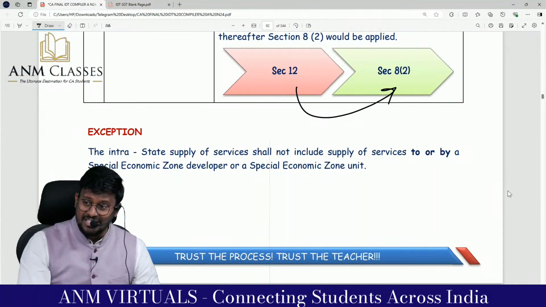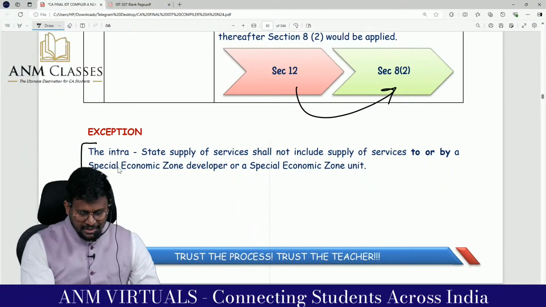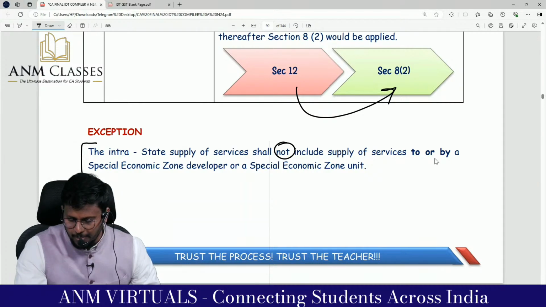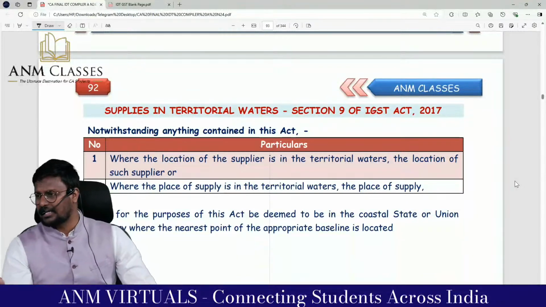There we are having 3 exceptions. For goods we are having 3 exceptions, but for services we are having only one. The intra-state supply of service shall not include supply of services to or by a special economic zone developer or a special economic zone unit, right?